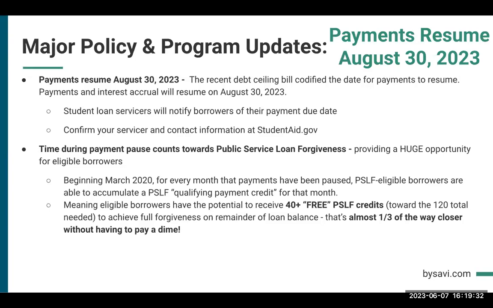So going all the way back to March of 2020, for every month that the payments were paused and you were still working, you can count that as a credit towards PSLF. This means by the time the payments resume later this year, you'll have the ability to receive over 40 free PSLF credits towards the 120 that you need. That's almost a third of the way without any money out of your pocket, letting you get even more loan forgiveness down at the end of the road.